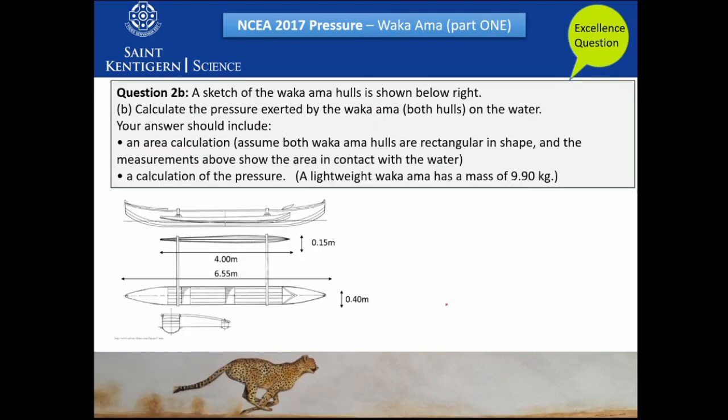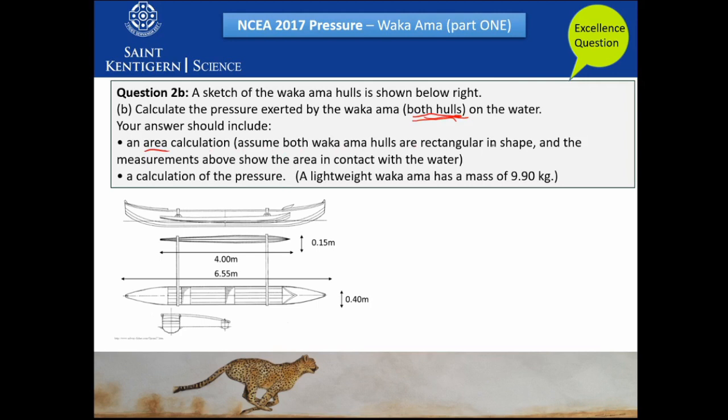Okay, and then in 2017 they looked at the waka ama. Waka ama is an outrigger waka, as used by the Maori. The sketch of the waka ama hull is shown below. Now calculate the pressure exerted by the waka ama, both hulls, on the water. Your answer should include an area calculation.